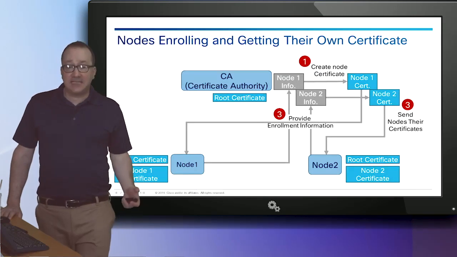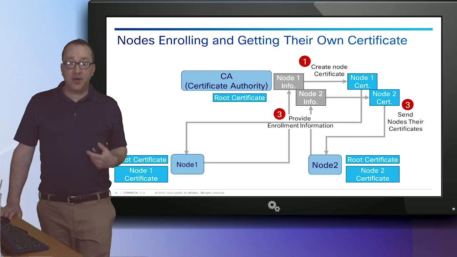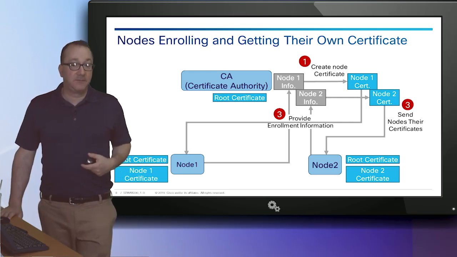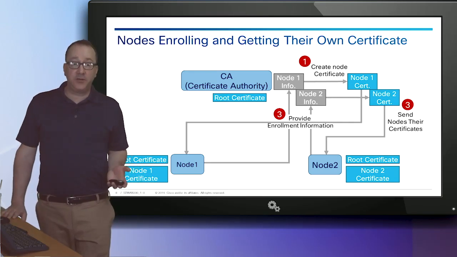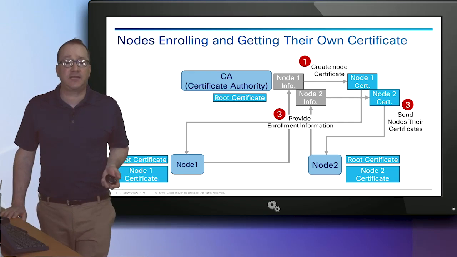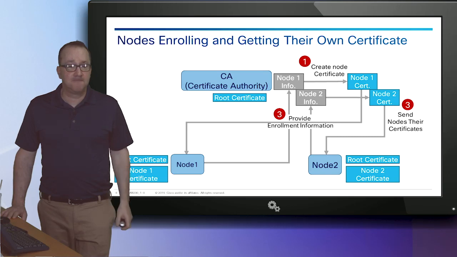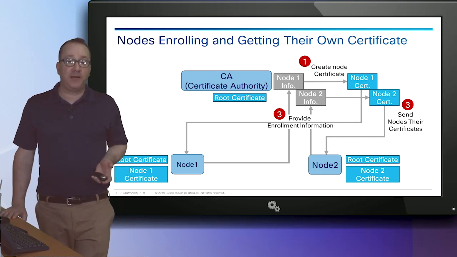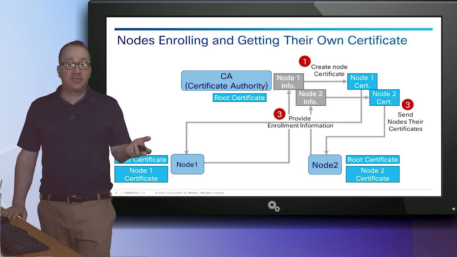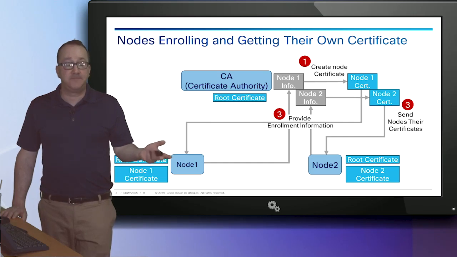Okay? The second step in the process is that every node in the network must perform the following steps. You're going to create enrollment information, including your keys. This is also known as a certificate signing request. You may hear it also as a CSR. And then we're going to send the enrollment information, the CSR, to the root CA to sign it.